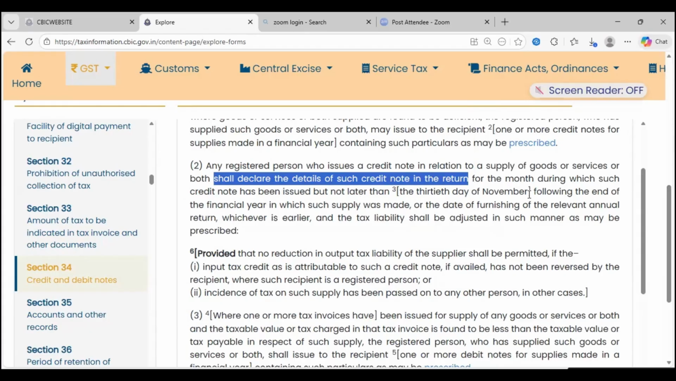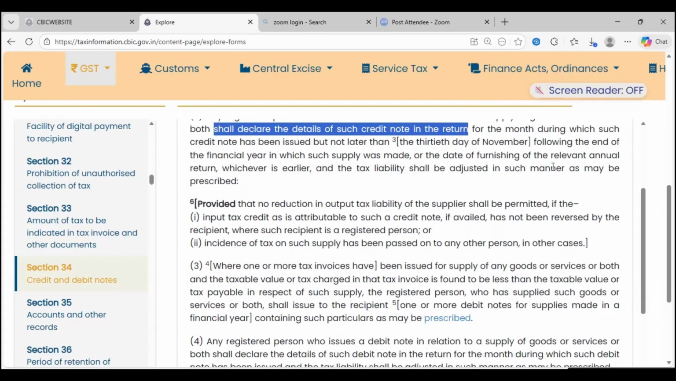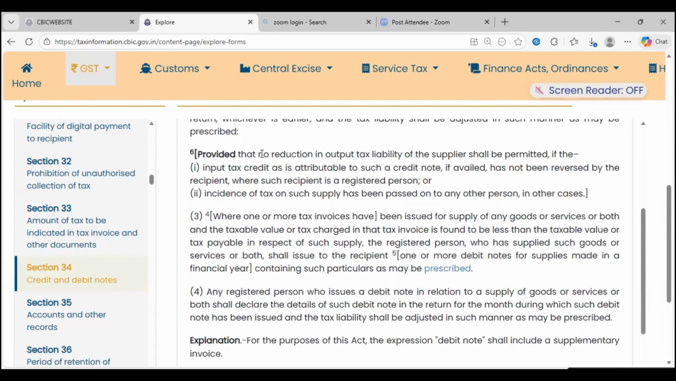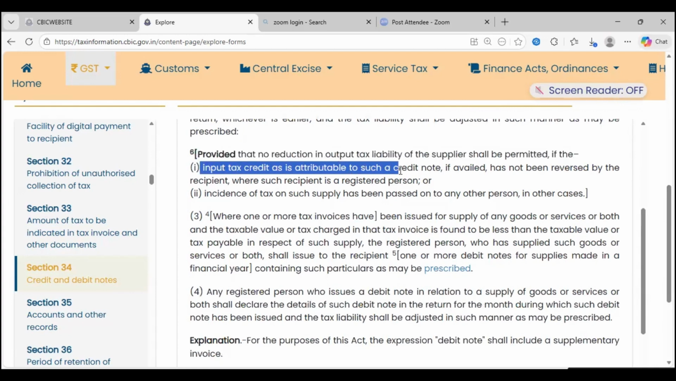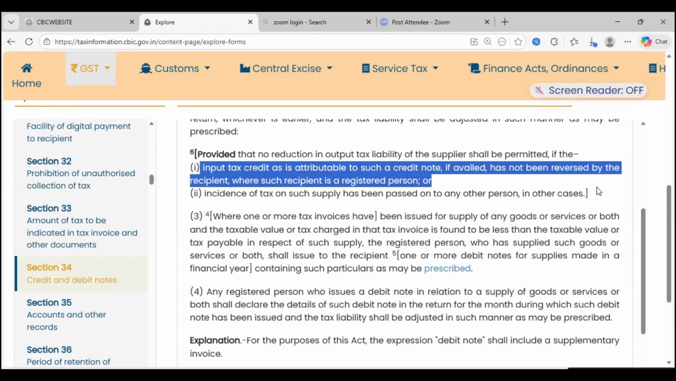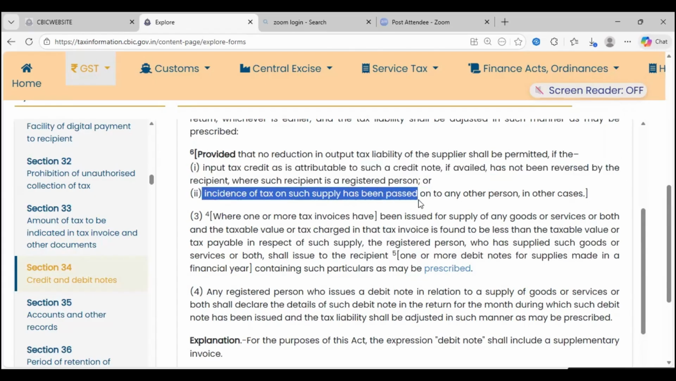following the end of the financial year in which such supply was made. So they are saying that in the month in which you have given a credit note, disclose it in your return also. Provided that no reduction in output tax liability of the supply shall be permitted, now this is an important point, if input tax credit attributable to such credit note, if availed, has not been reversed by the recipient, where such recipient is a registered person. Incidence of tax on such supply has been passed on to any person in other cases.